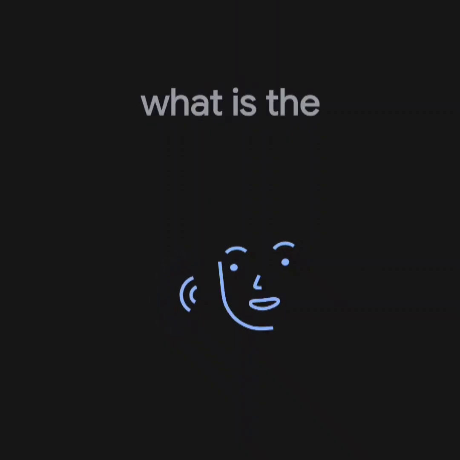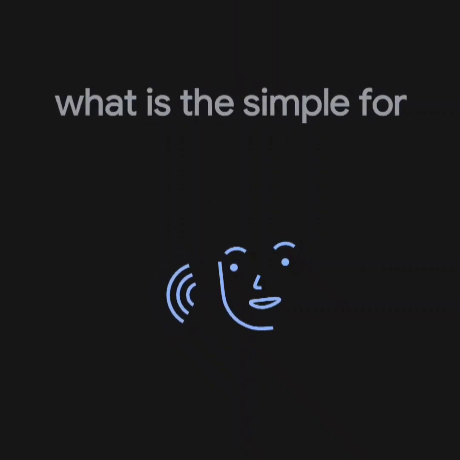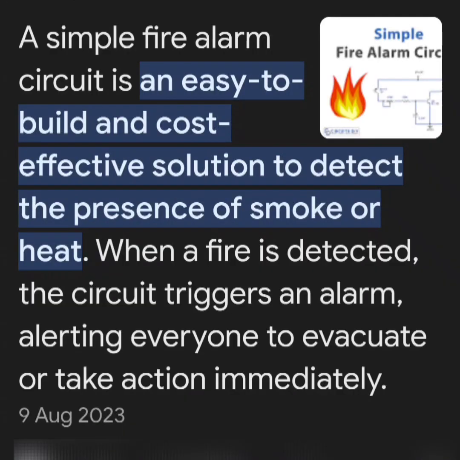What is the simple fire alarm system? According to Circuits DIY, a simple fire alarm circuit is an easy-to-build and cost-effective solution to detect the presence of smoke or heat. When a fire is detected, the circuit triggers an alarm, alerting everyone to evacuate or take action immediately.